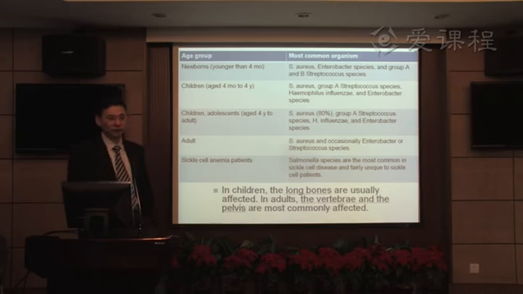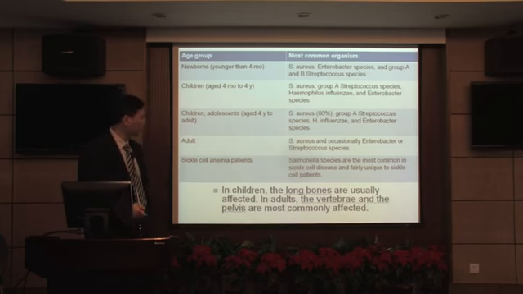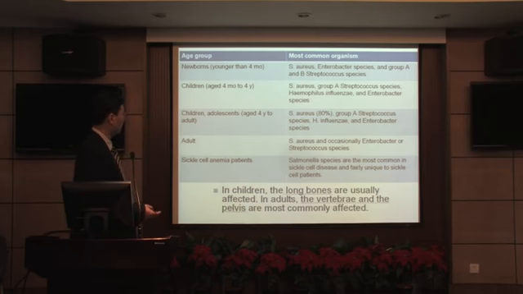So we can take a look at this table. We see a lot of the patients were associated with S. aureus. This was the main bacteria for this osteomyelitis. In children, the flat bones are usually unaffected. In adults, the vertebrae and the pelvis are most commonly affected.